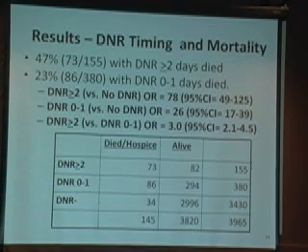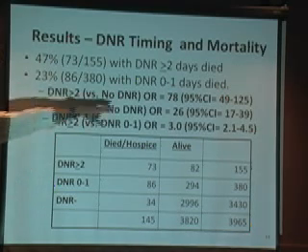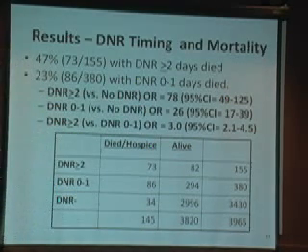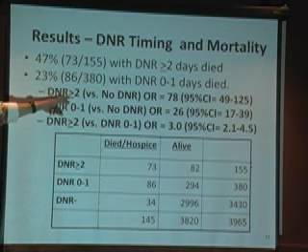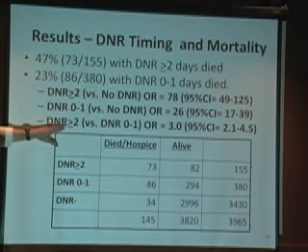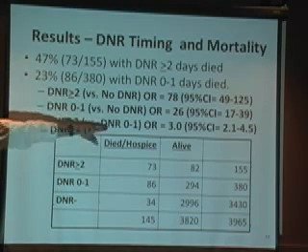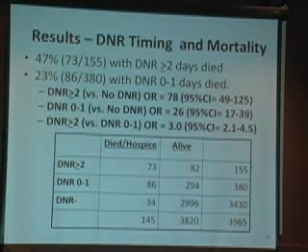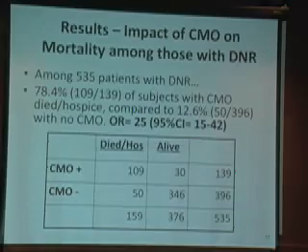We get some stretching of that odds ratio, so now we get an odds ratio of 78 if you had a DNR documented after 2 days versus no DNR, and 26 if it was documented on the first day compared to no DNR. And comparing a 2-day DNR to a 1-day DNR still results in an odds ratio of 3.0. So again, delayed DNR is a poor prognostic sign, as we would expect.